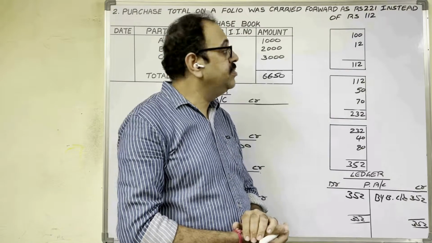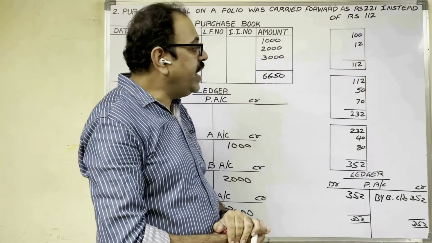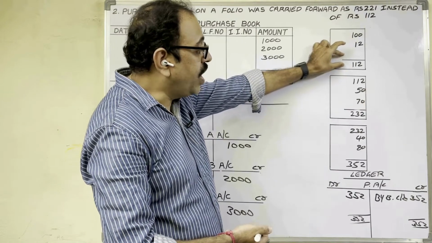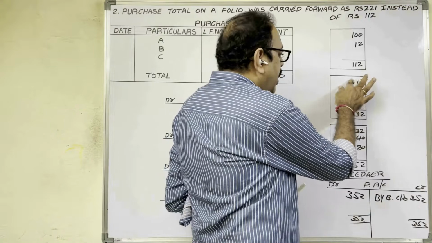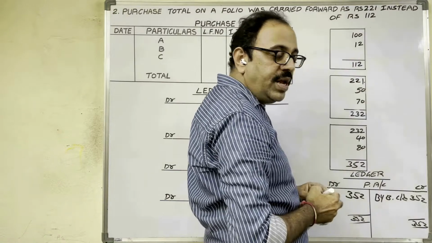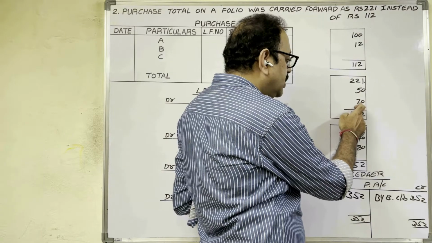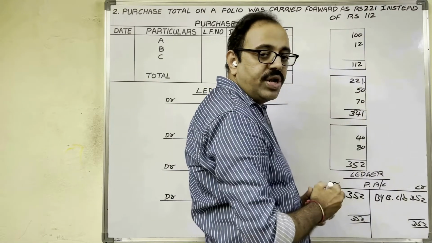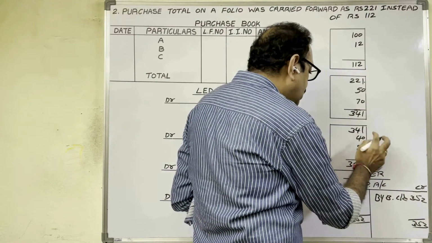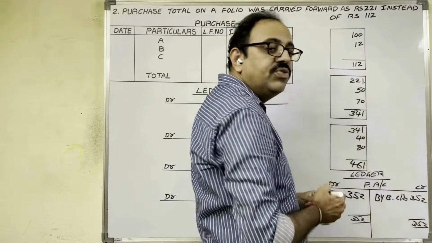Now observe what is the mistake. Carried forward as 221 instead of 112. So while taking the total from the first page to the second page, instead of taking 112 rupees here, the accountant has taken 221 rupees. Then this total becomes 221 plus 50 rupees plus 70 rupees is equal to 341. This wrong amount will be taken to the third page. 341 plus 40 rupees and 80 rupees. Then total becomes 461 rupees.